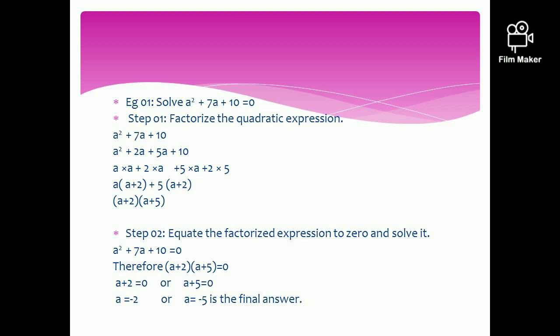Then from the equation a plus 2 equals 0, you can write a equals minus 2, or from a plus 5 equals 0, you can write a equals minus 5. Those are the two solutions of the quadratic equation.